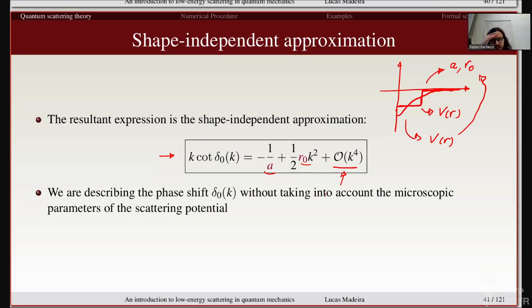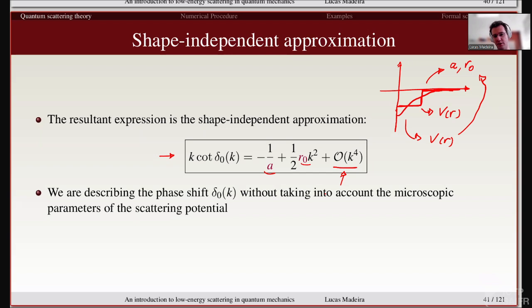Yes. Thinking about the validity of this expansion, when will the higher terms, these shape-dependent terms, contribute? I have some difficulty understanding. Is this expansion valid in the low energy limit? Yes, this is valid in the low energy limit.